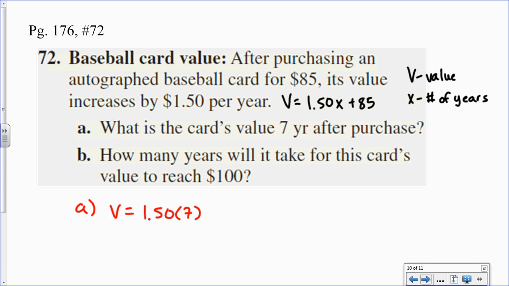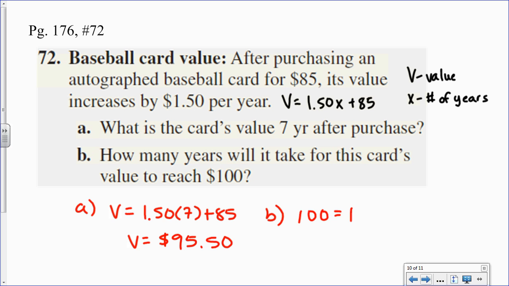Plus 85. Okay, so calculate that. What do we get? Okay, and what's the label here? So I found value, so I want dollars. 95 or 50. Okay, now part B, how many years will it take for this card's value to reach $100? So what do you plug 100 in for? B.